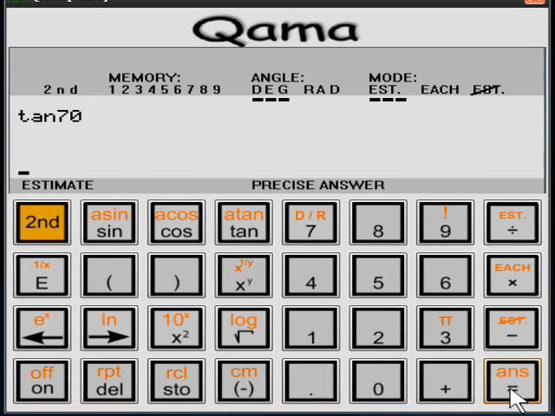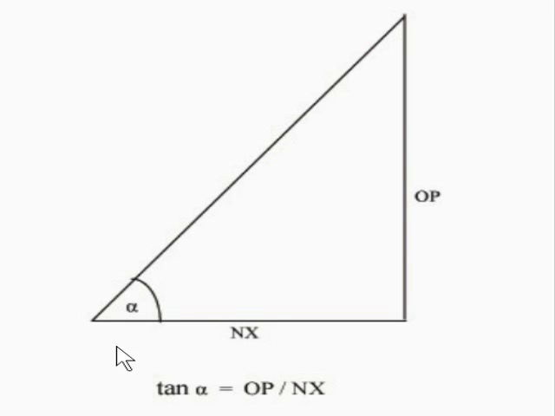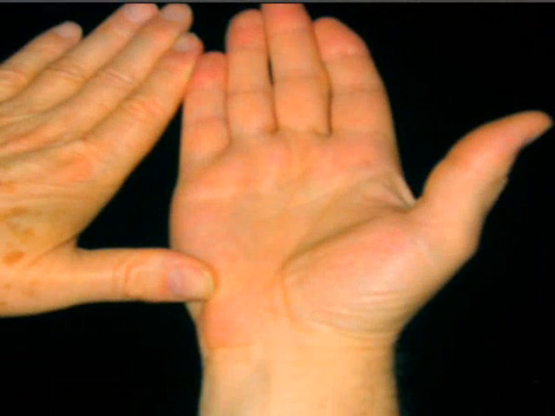firstly, we need to know what tangent means. Otherwise, what is the point of using it? So, tangent of angle alpha is opposite divided by next. Here is how we can estimate any trigonometric function. Make up the triangle with your fingers.